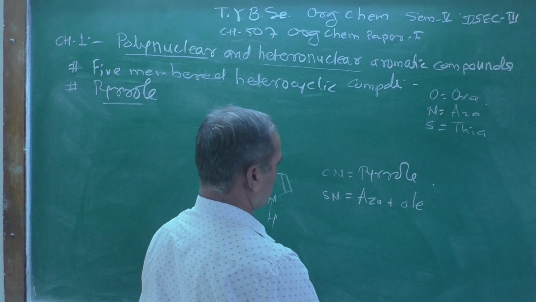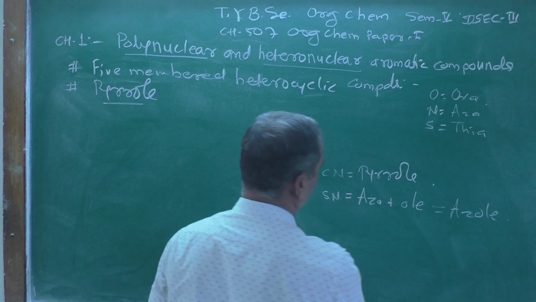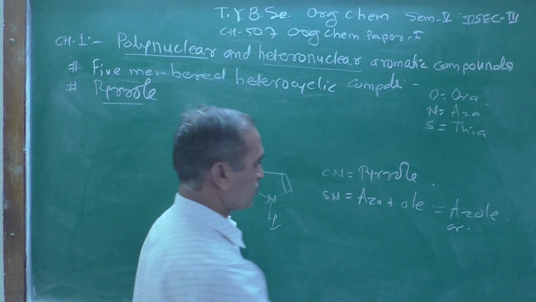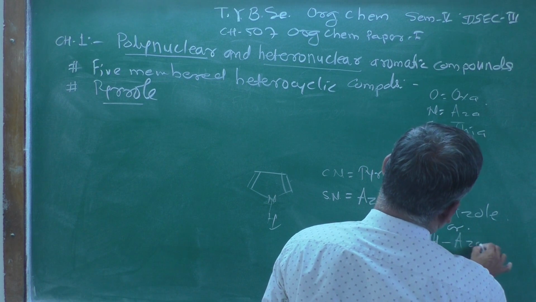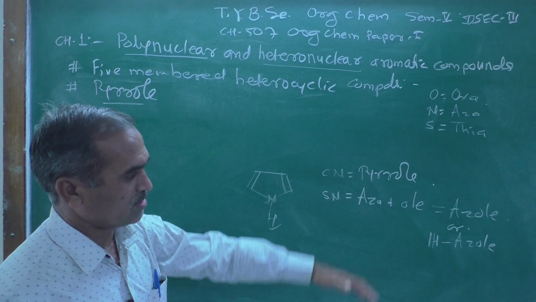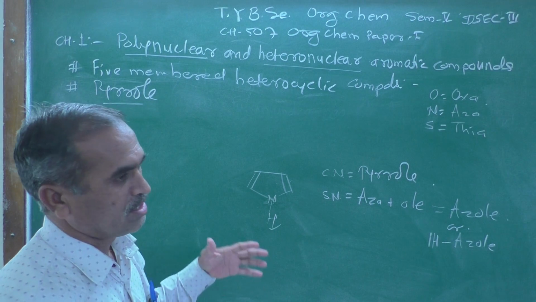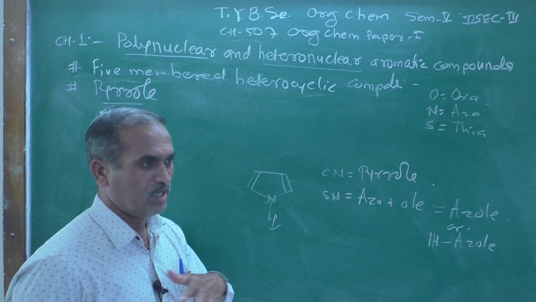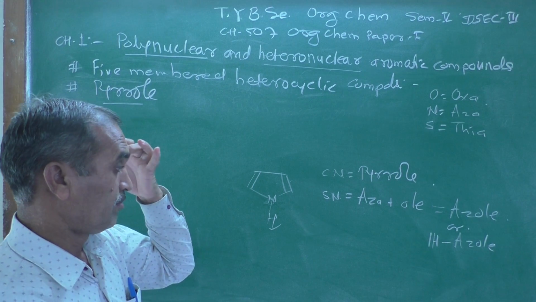So we can call this compound azole, or, since it is saturated at one position with a hydrogen atom, we can also call it 1H-azole. Either you can say azole or you can say 1H-azole. That is the systematic name of this compound, and how the systematic name is given to a heterocyclic compound we fully explained in our previous lectures.